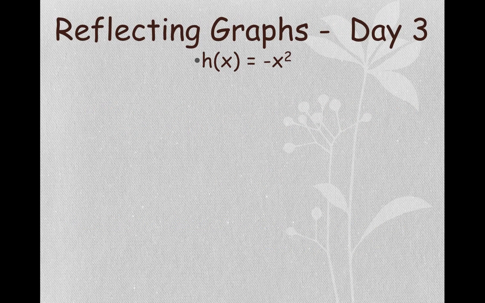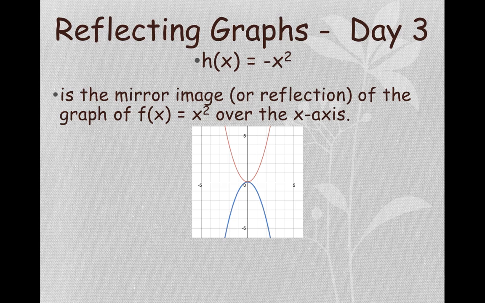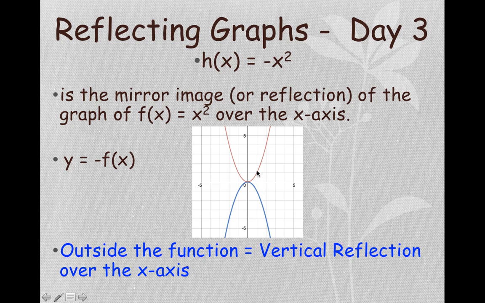All right, next we're going to look at the picture of h of x equals the opposite of x squared. This is the mirror image or the reflection of the graph of f of x equals x squared over the x-axis. You can see the red one is x squared. The blue one is the opposite of x squared. Every y coordinate here is going to change from positive to negative. So (0, 0), (1, 1) becomes (1, negative 1). Okay, (2, 4) becomes (2, negative 4). This is outside the function, so it's a vertical reflection over the x-axis.